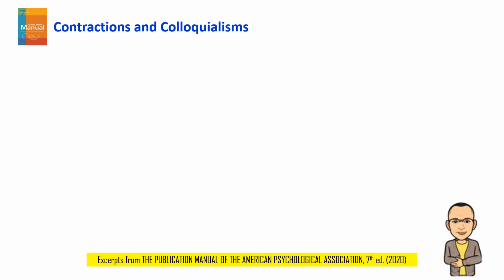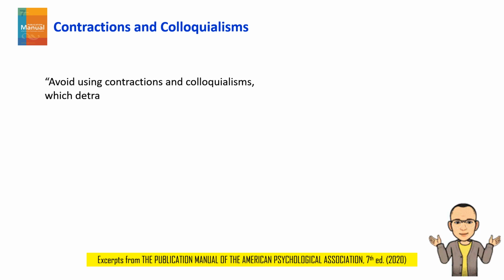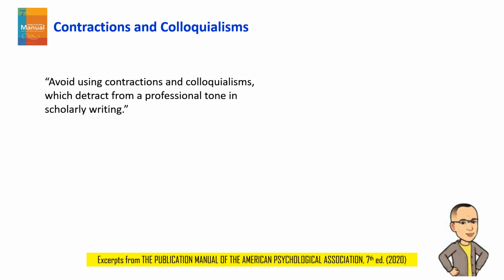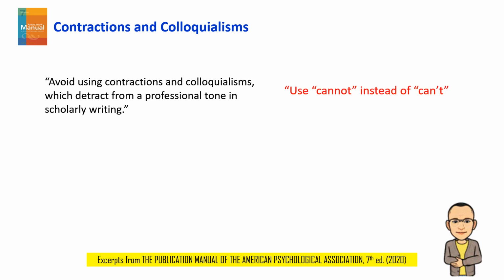Contractions and colloquialisms. Avoid using contractions and colloquialisms, which detract from a professional tone in scholarly writing. It is imperative to adhere to this guideline to maintain the formal and authoritative nature expected in academic discourse. Remember to use cannot instead of can't, as the former enhances the formality of the text.